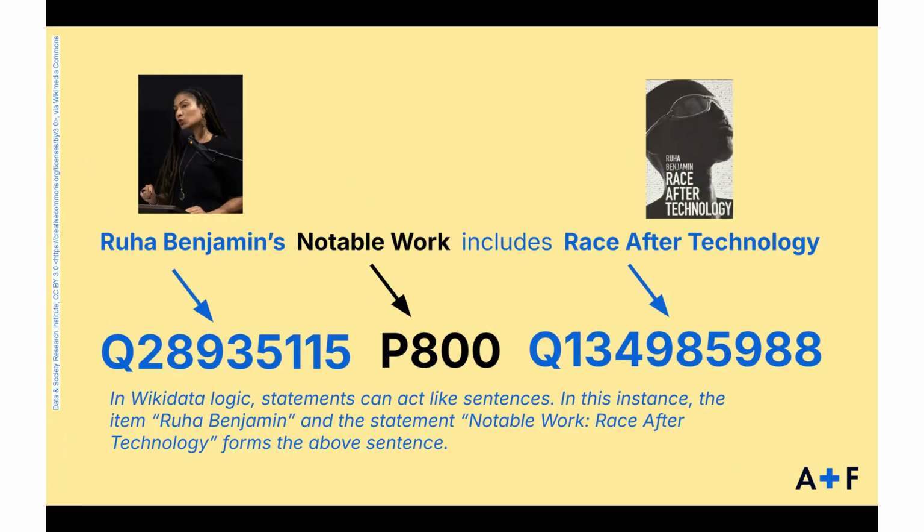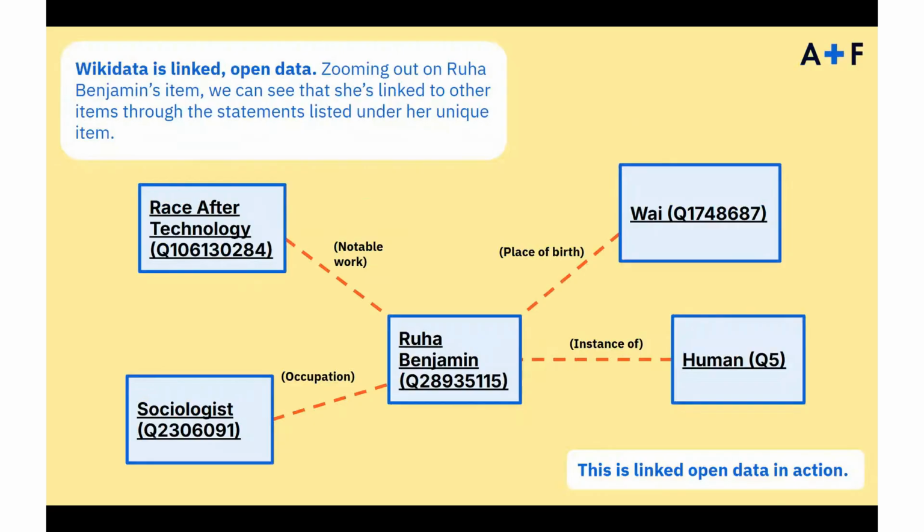For instance, the item Q28935115, Ruha Benjamin, has P800, notable work, Q134985988, Race After Technology. Once there are multiple statements attached to an item, we can see the data is truly linked. The item Ruha Benjamin is linked to the place Y, as it was where Benjamin was born. The item also links to the occupation of sociologist, representing Benjamin's field of work.